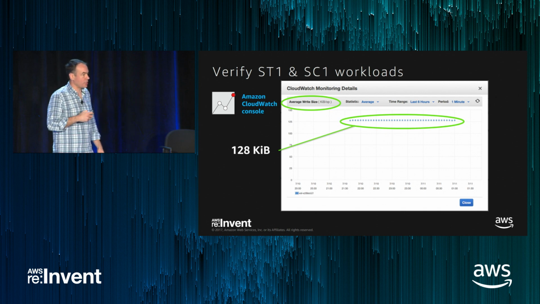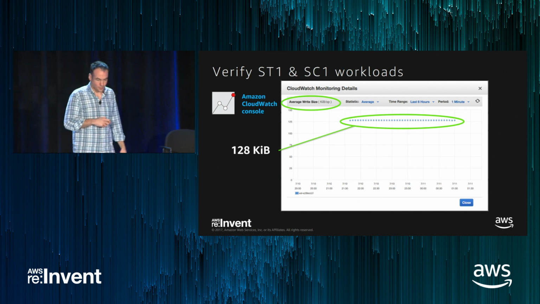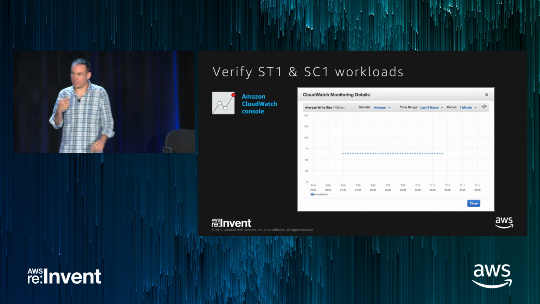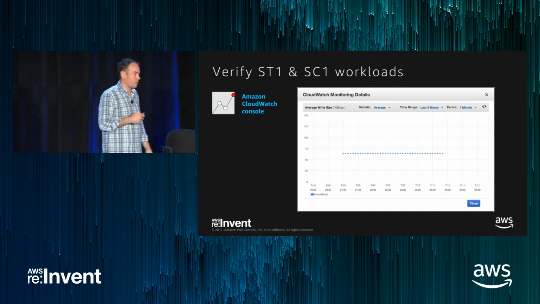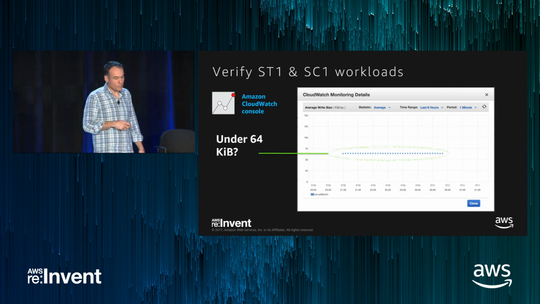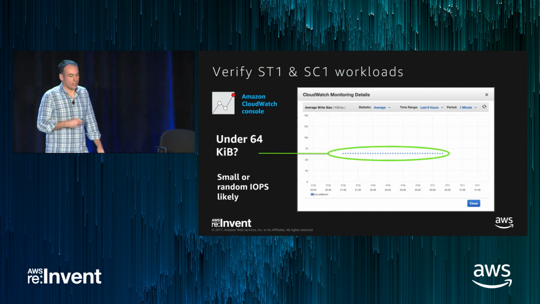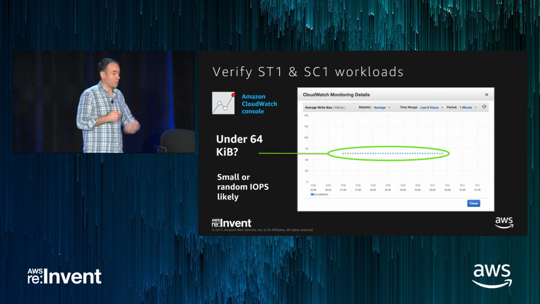You can overlay this with your burst balance metric to see if it's depleting, and that'll help you determine if you are actually submitting those sequential IOs. If you see something around 64K or less than 128K, you're probably doing smaller IOs that we're not able to merge. And again, if you look at your burst balance metric overlaid with this, you can see if they're random or sequential.